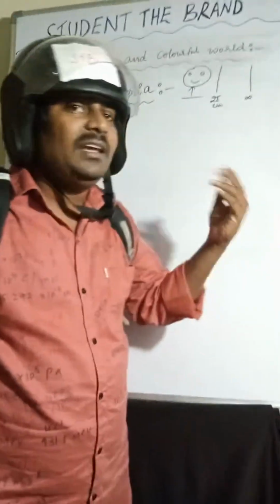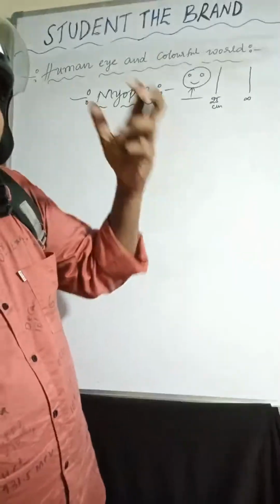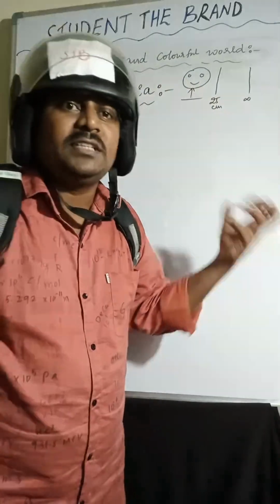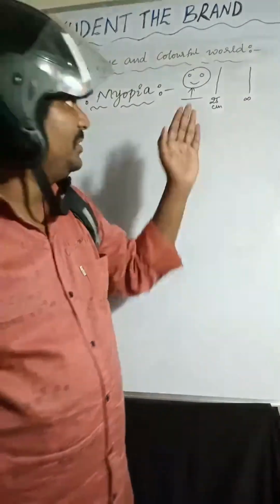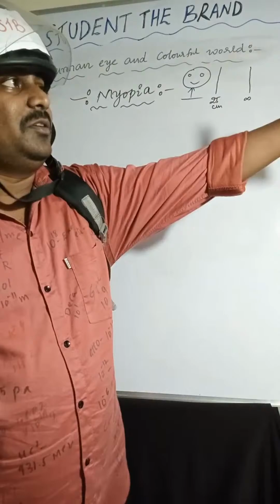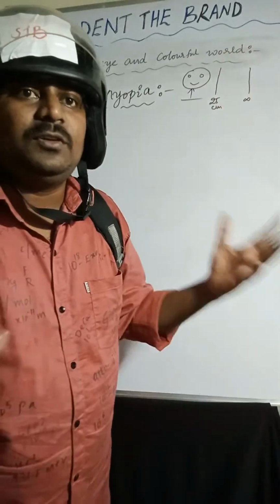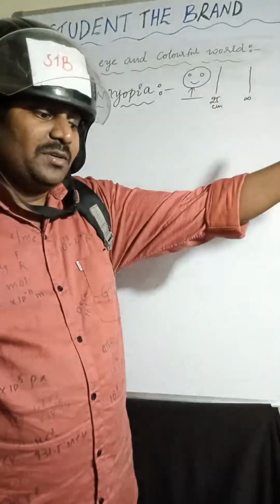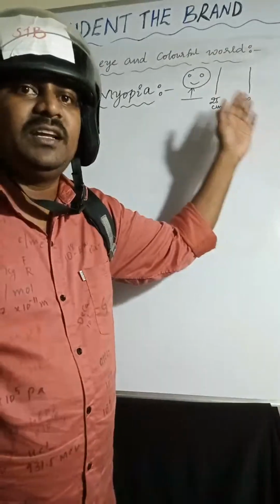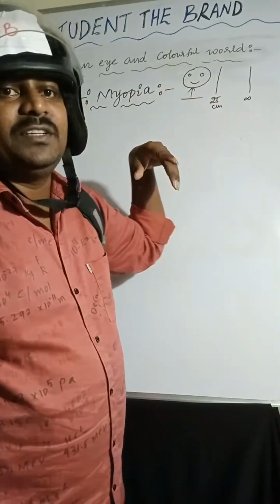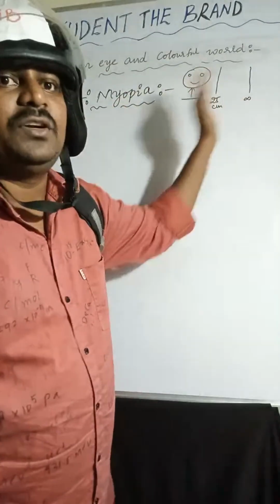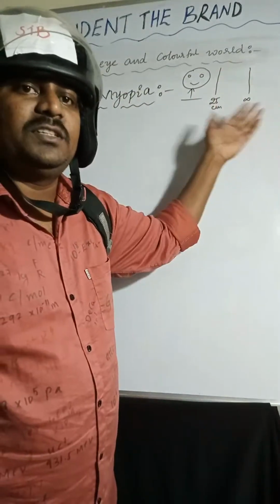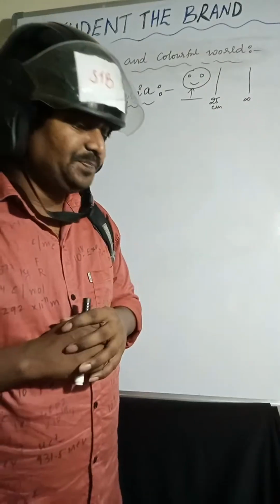So that's why near point is nothing but the minimum distance up to which a person can see clearly without any strain or pain. That is called near point, 25 centimeter. The maximum distance up to which a person can see clearly is infinity. So the minimum distance is 25 centimeter, and the range of vision is 25 to infinity. We can see from 25 to infinity.